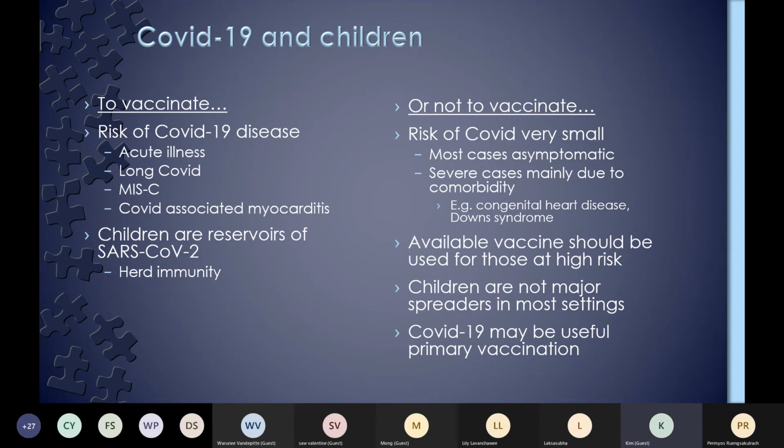But the argument not to vaccinate, well, people would argue that the risk of COVID in children is very small. Most cases are asymptomatic and the severe cases are mostly due to comorbidity. I'll show you some data on this in a minute. There's an argument that available vaccines should be used for those at highest risk, and those at highest risk are not children. And remember that in some parts of the world, very few people have been vaccinated at all.